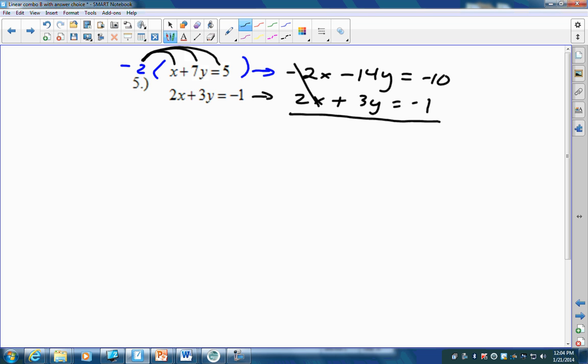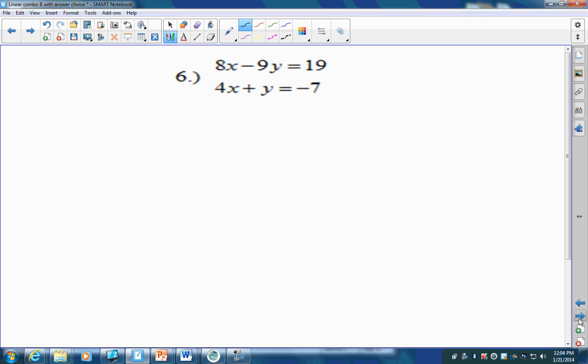Let's go to number 6. Here's number 6. As you're looking at it and writing it down, you say to yourself, is there a letter that automatically disappears right now? And there's not. So as I look at this, now don't write this, just be patient for a second. On my x's, this right here would need to be what to make 0? It needs to be a -8.